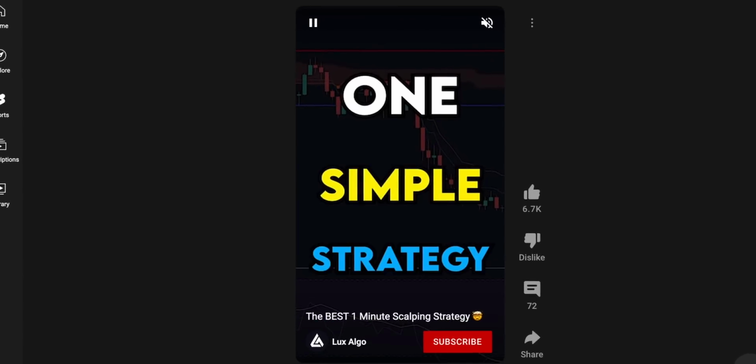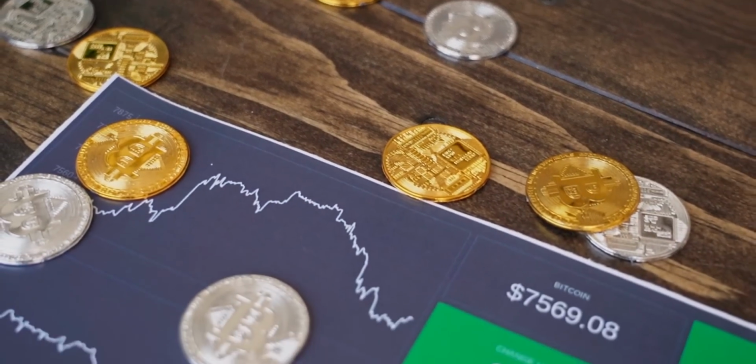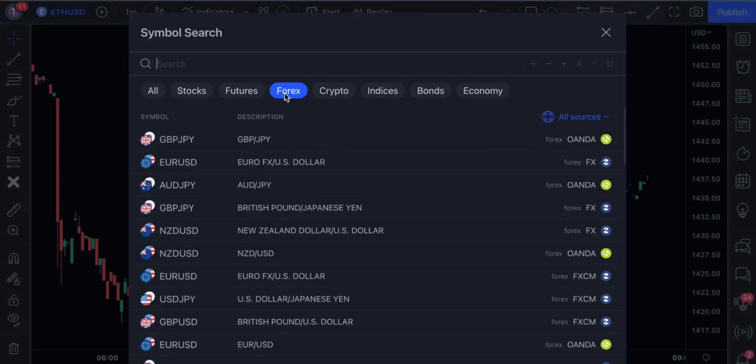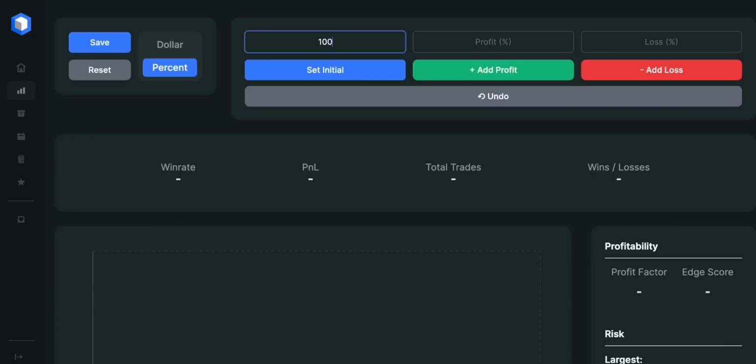In this video, I will test the best 1-minute scalping strategy by LuxAlgo to find out its real win rate. The creator mentioned that this strategy works really well on all markets, including crypto, stocks and Forex. So for my backtesting, I'm going to be using the price of GBP JPY on a 1-minute time frame, and I will set my initial account size at $1,000 with 2% risk per trade.